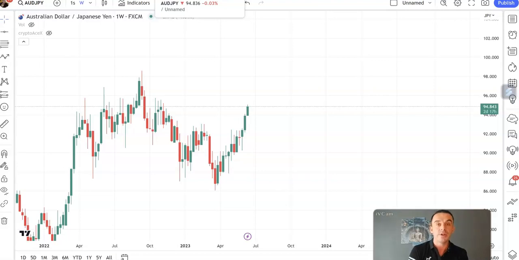Then we zoom into the lower time frames once we've identified the area of interest and look for evidence that price action is slowing down. The momentum is slowing and turning from a buyer to a seller, or a seller to a buyer. In today's case, it's turning from a buyer into a seller. So let's get into the charts.